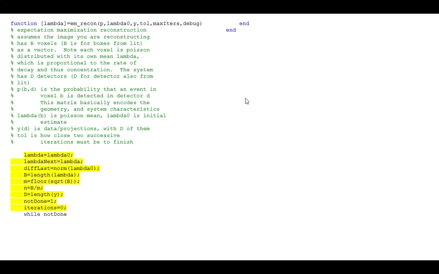So now we've got all of our basic things done. I just set not done to be true. I'm not even going to test it now. I just go, and I set my iterations count, because it is possible that you could set a max iterations. Sometimes you set that too small.